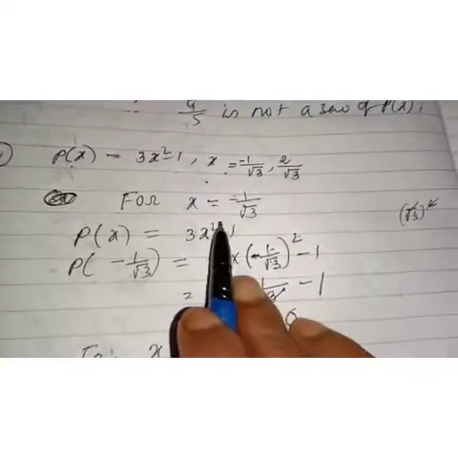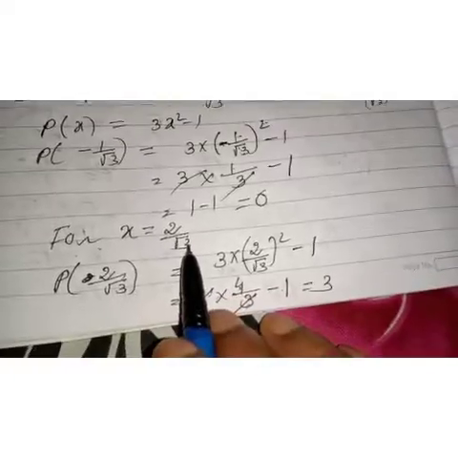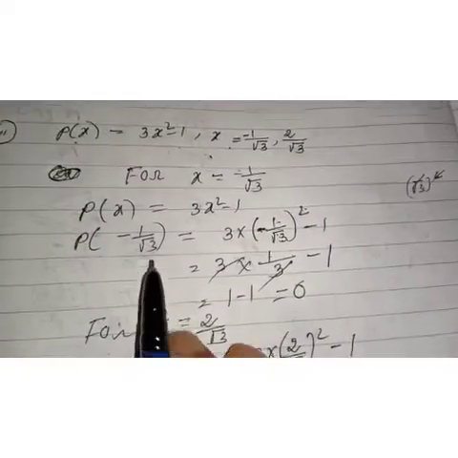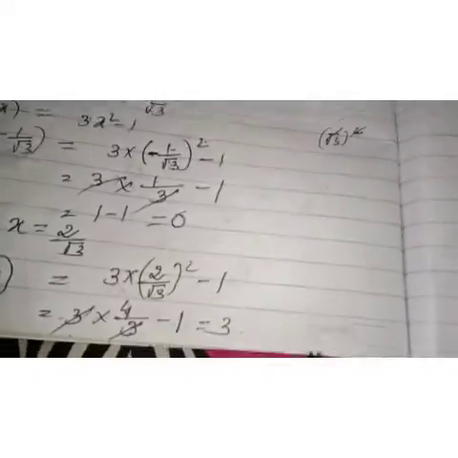Means for x equal to minus 1 by root 3, you got the result 0. But for x equal to 2 by root 3, you got the result 3. That means minus 1 by root 3 is a zero only. 2 by root 3 is not a zero. Last you can write like that.